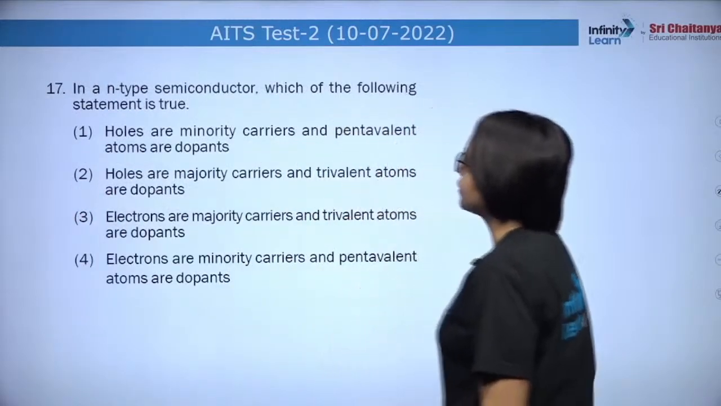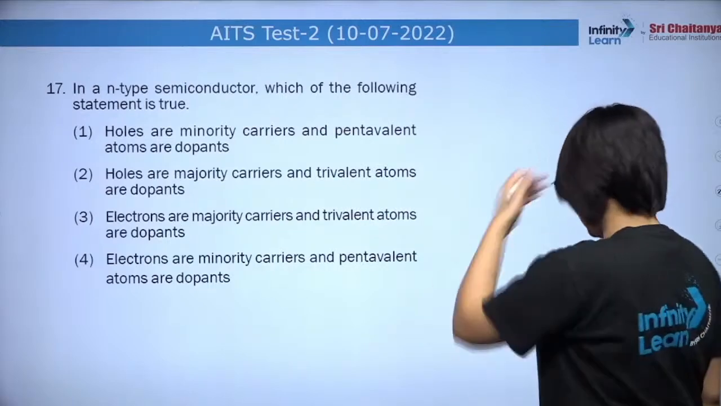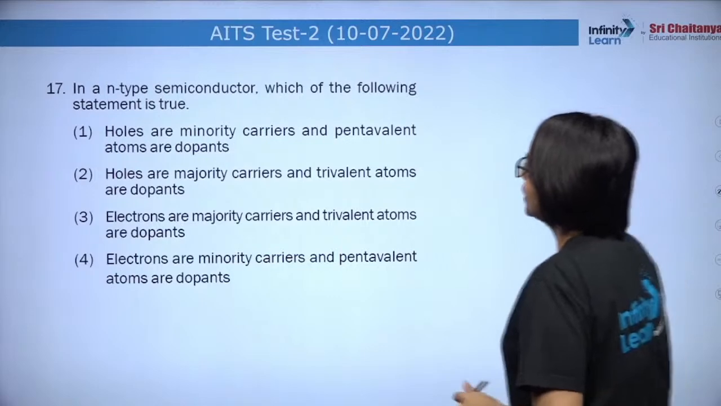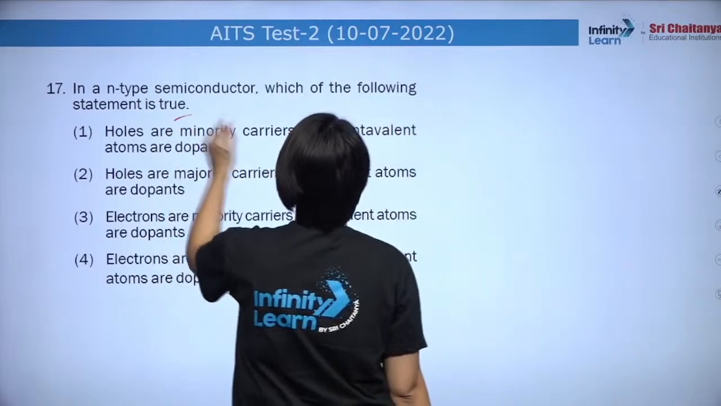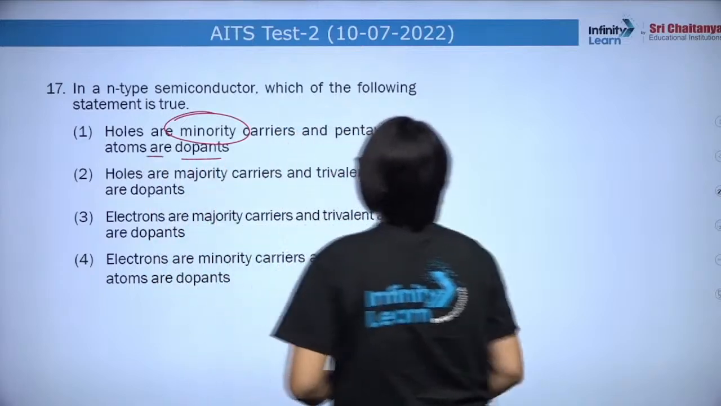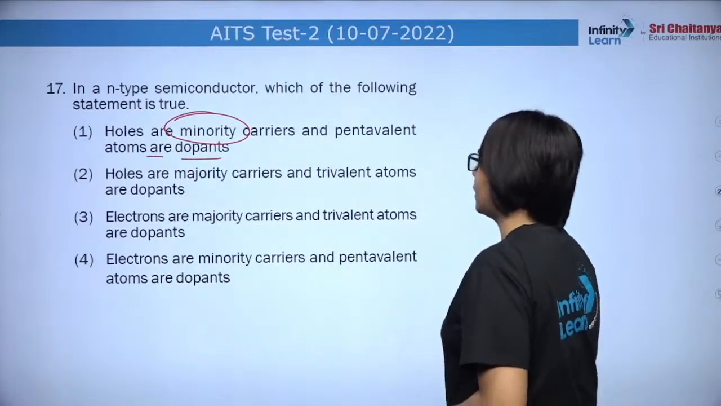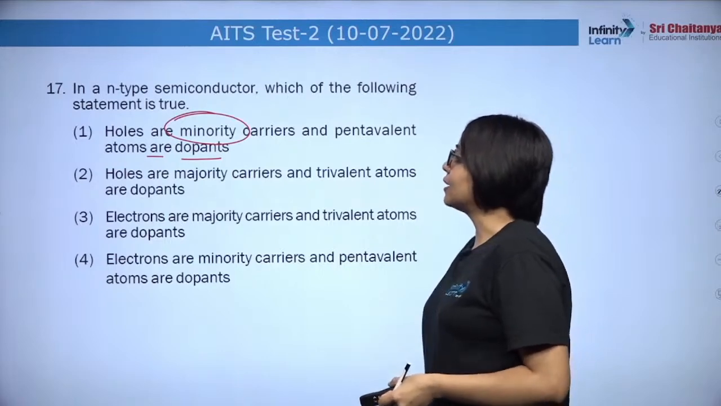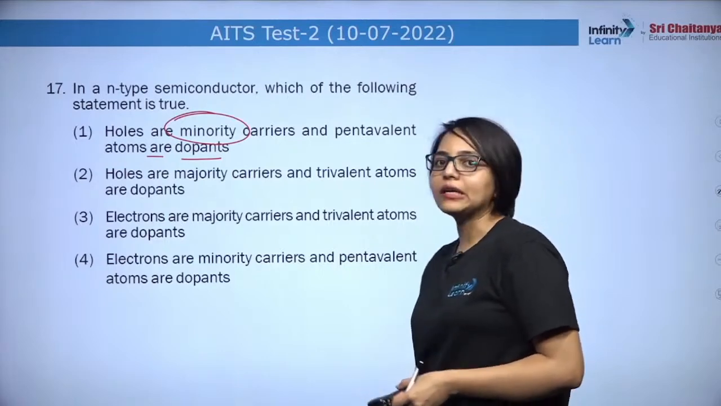Next is question number 17. In N-type semiconductor, which of the following statement is true? So in N-type semiconductor, holes are minority carriers and pentavalent atoms are dopant, because from pentavalent atom there will be free electrons which will be the majority carrier, right?